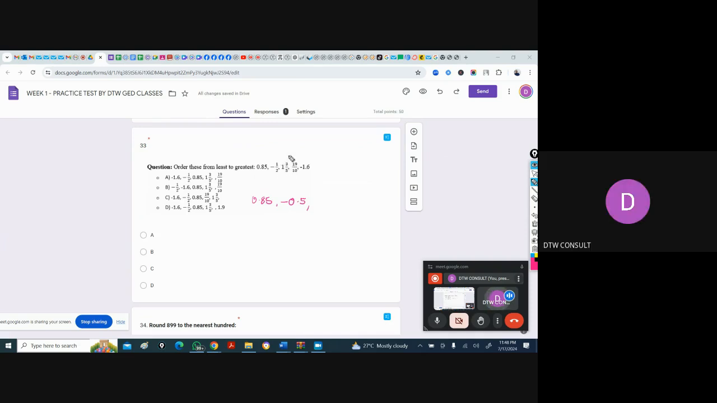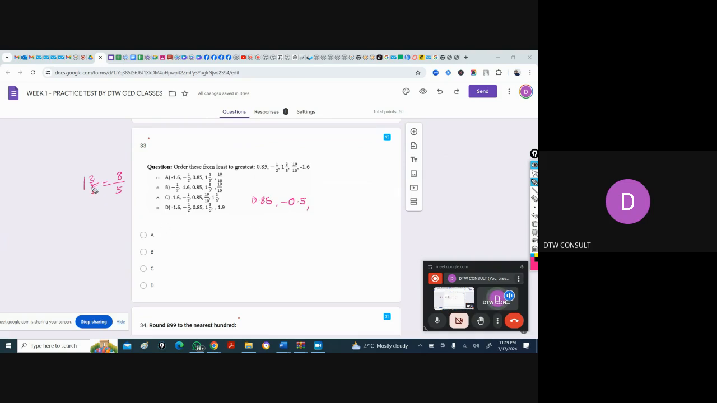You have to change this. This is a mixed fraction, change to improper fraction. I hope you remember 1 and 3/5. You do 5 times 1, which will give you 5, then plus 3, which will give you 8. So that will be 8/5. Do you remember? I think you asked about this. Yes. So this is how you convert mixed fraction to improper fraction.